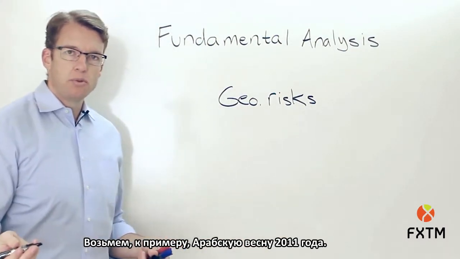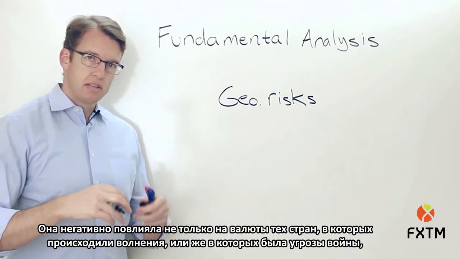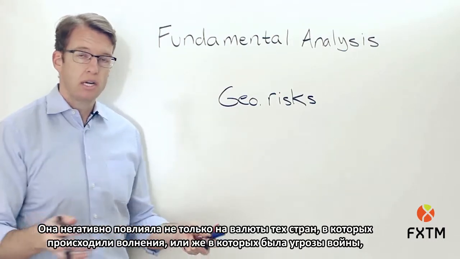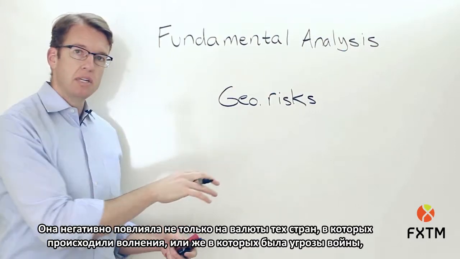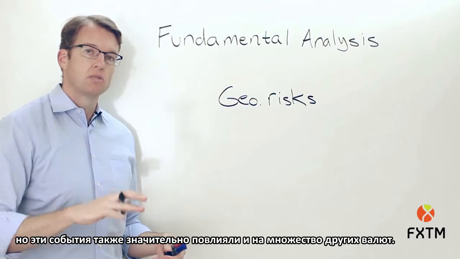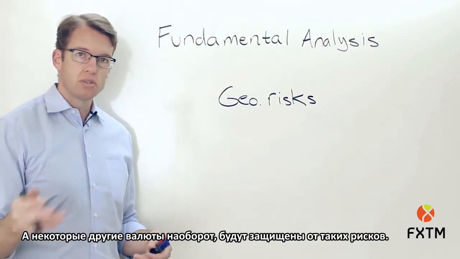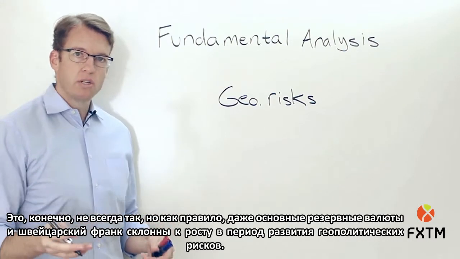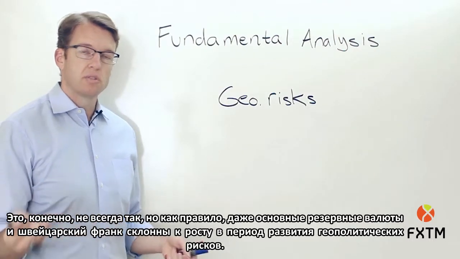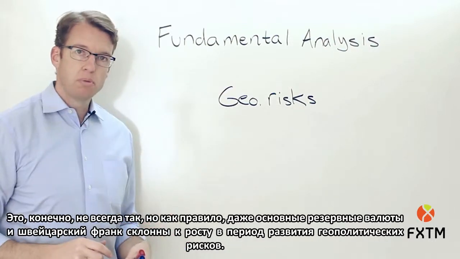Take, for example, in 2011, the Arab Spring. At the time, this had a negative impact not only on domestic currencies, where the unrest or the threat of war, in some cases, was happening, but it also tends to have a bit of a dampening effect on a lot of other currencies as well. Now, some currencies will act as a safe haven against those kinds of risks. This is not always going to be true, but traditionally, the major reserve currencies and the Swiss franc tend to actually benefit in times where we're experiencing geopolitical risks.